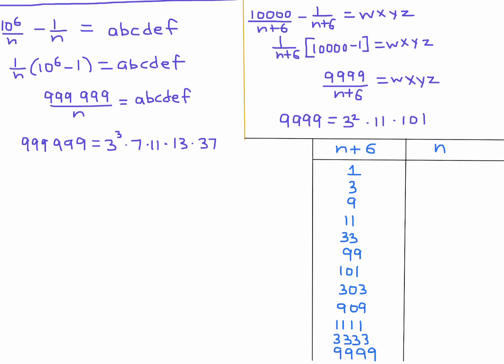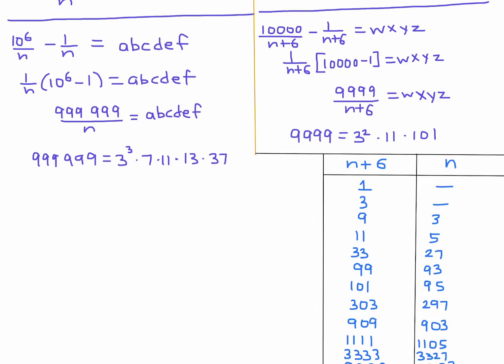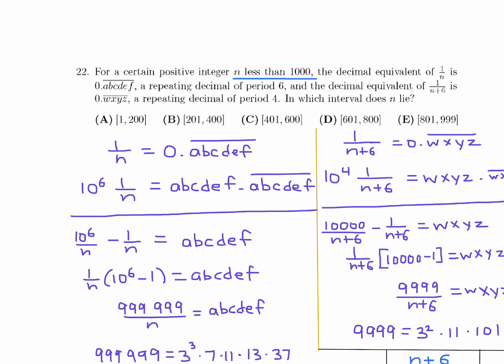And then to get n, you just subtract 6 from each of these. The first two give you a negative. Then this will give you 3, 5, 27, 93, 95, 297, 903, 1105, 3327, and 9993. Okay. The question actually told us that n is less than 1,000.